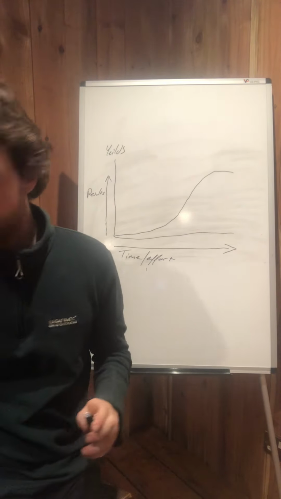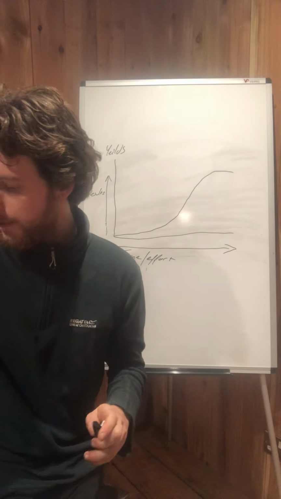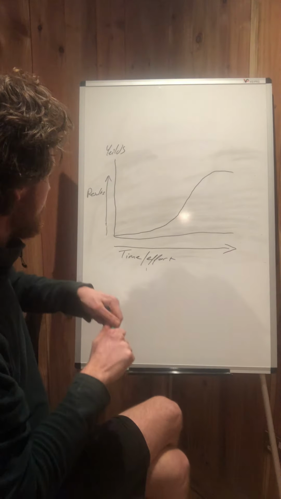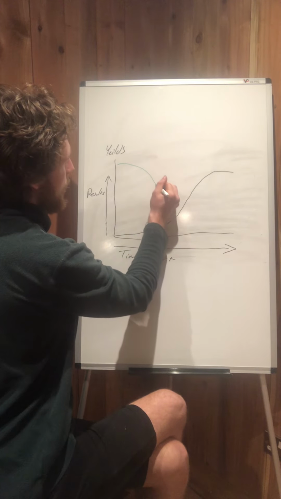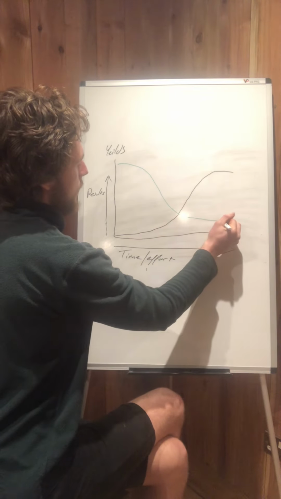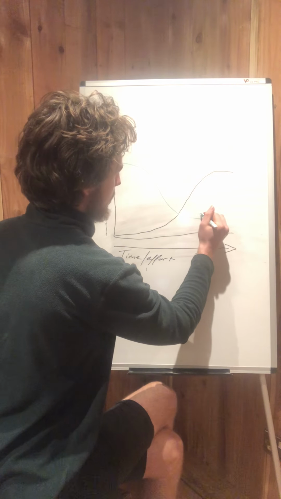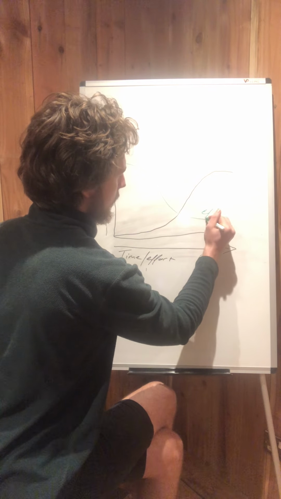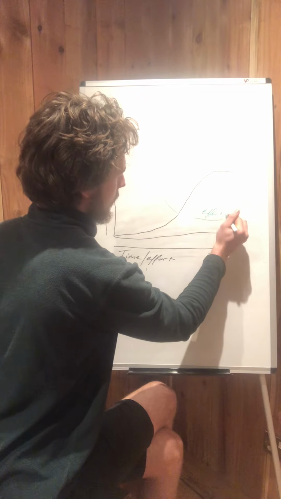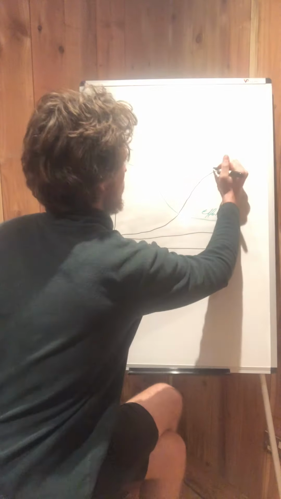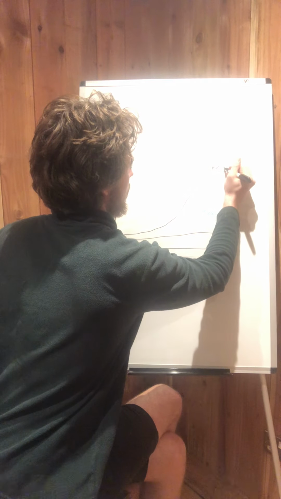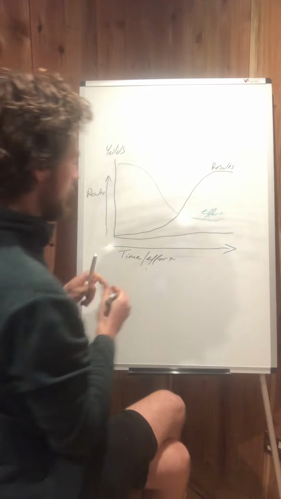Another way to draw this graph actually would be, so the green is actually effort. And the black here is actually results. Okay.